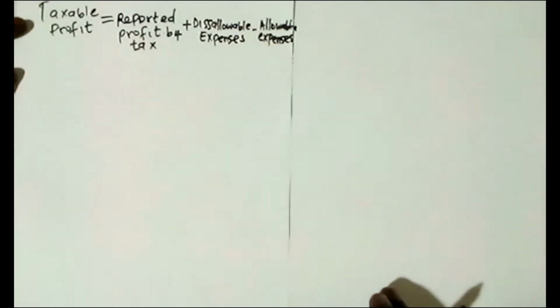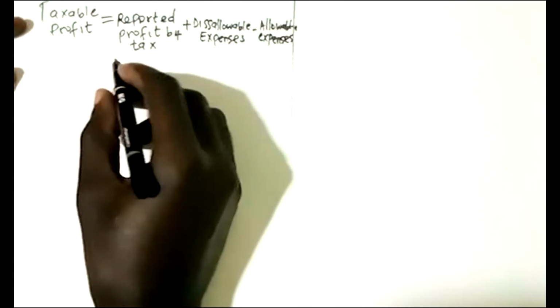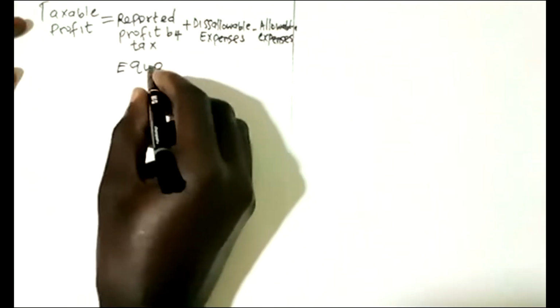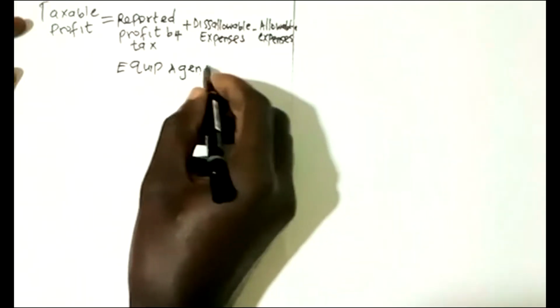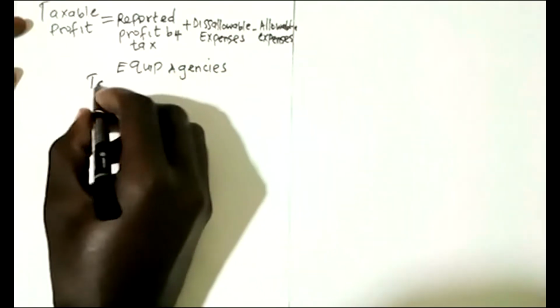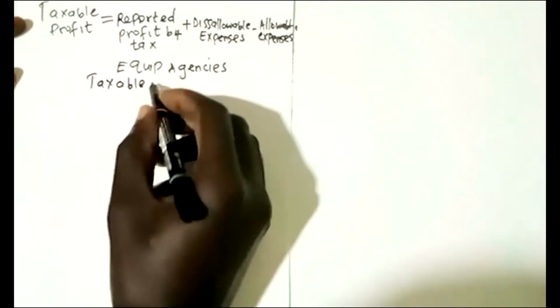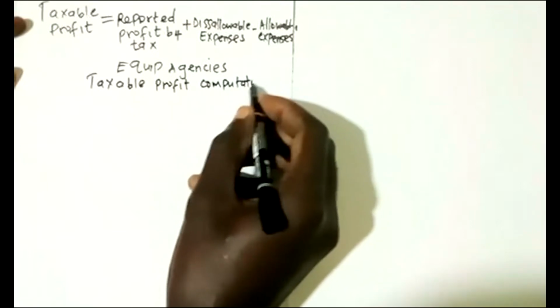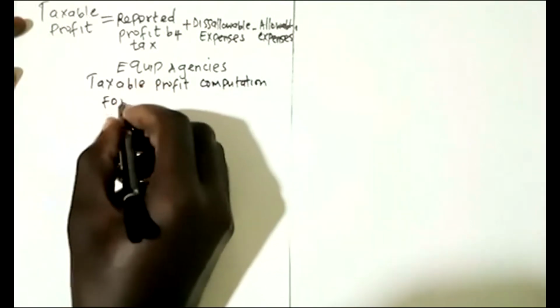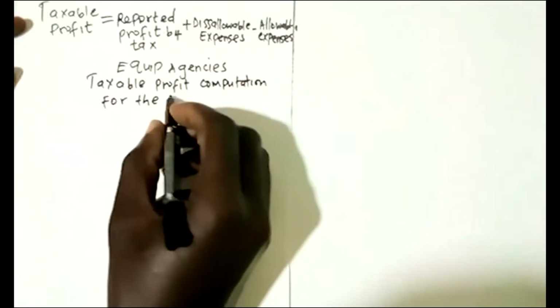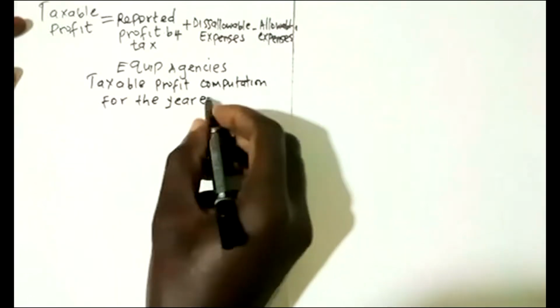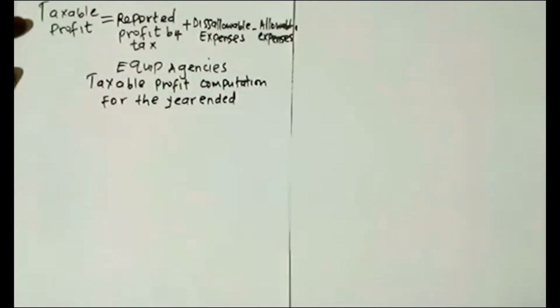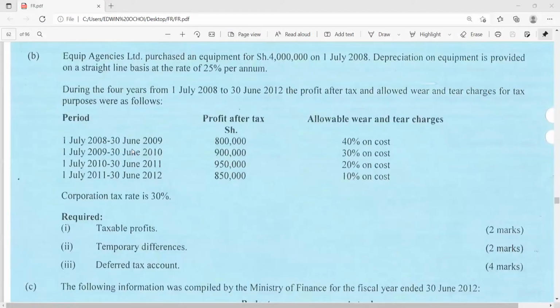So we can do now, whereby the question was called Equip Agencies, taxable profit computation. So that is for the year. For the year ended, when were our financial years ending? Our financial year was ending on 30th June.